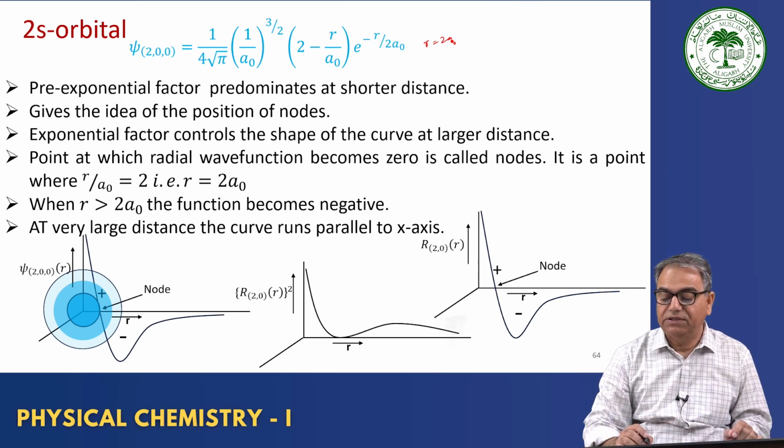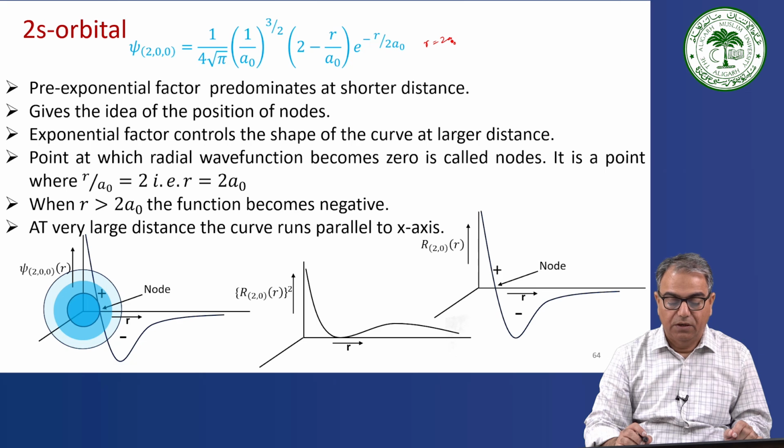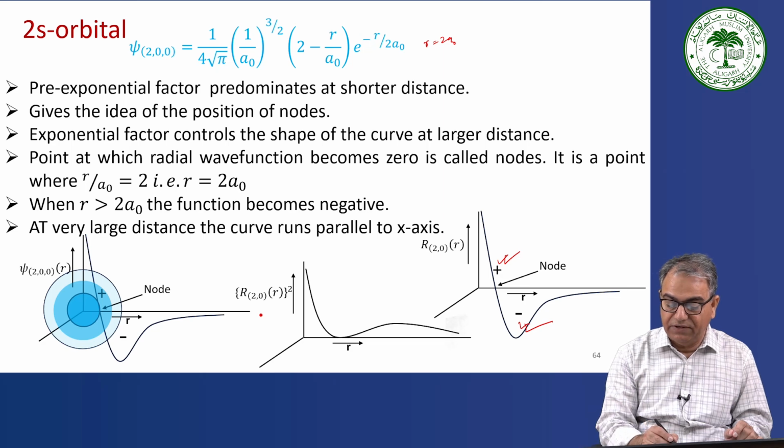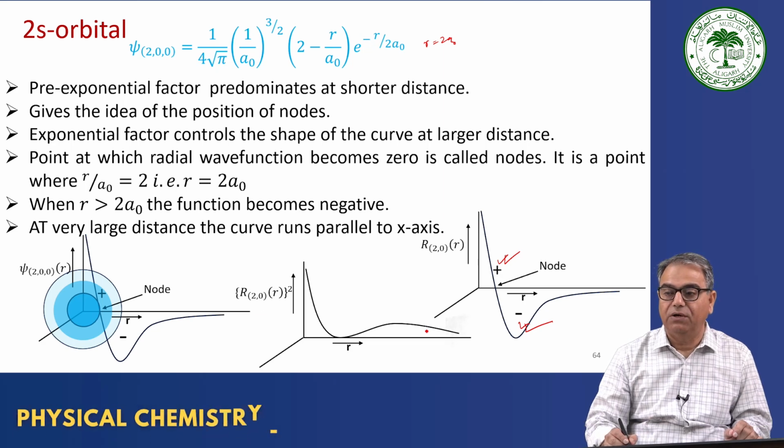The point at which the radial wave function becomes 0 is called a node. It is a point where r divided by a naught is equal to 2, meaning r is equal to 2a naught. So when r is greater than 2a naught, the function becomes negative. You see the function is positive in this region, and negative here. At very large distance, the curve runs parallel to the x-axis like this one. And if you plot the square of this function, you have only the positive part, because the negative part, if you square it, will become positive.